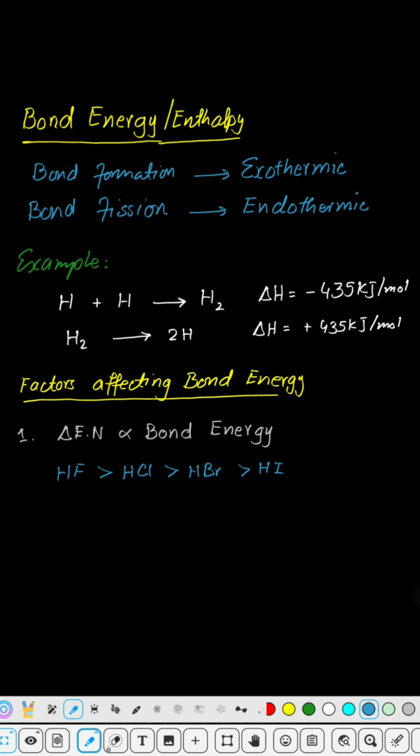The reason is that in HF the electronegativity difference is higher. While going down the group the electronegativity decreases, so in case of hydrogen iodide the electronegativity difference is smaller and the bond energy is also low. So change in electronegativity is directly proportional to bond energy.